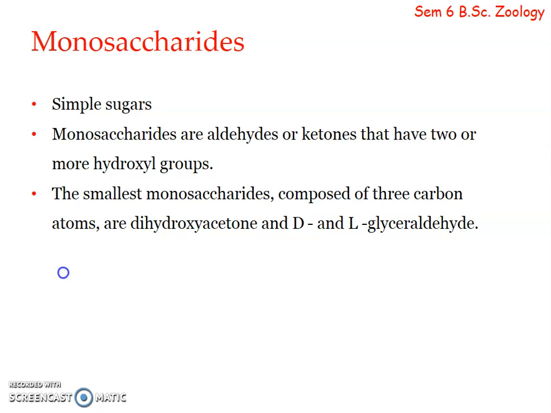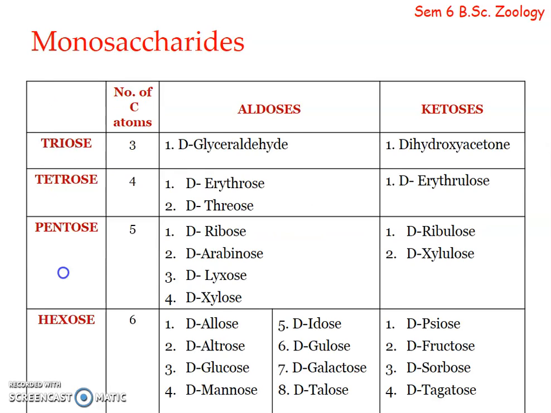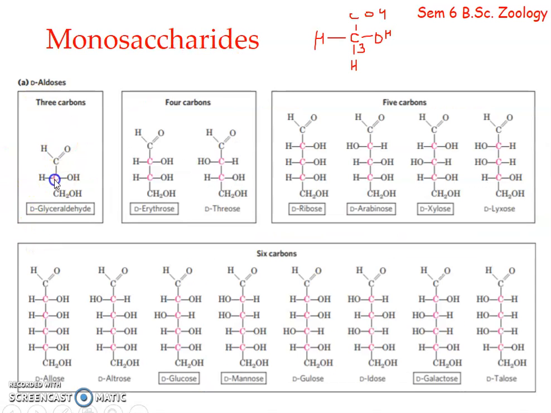Then the smallest monosaccharide is composed of three carbon atoms. So when we say CnH2nOn is the molecular formula of monosaccharides, n should be equal to or more than 3. That is why the smallest monosaccharide is composed of 3 carbon atoms. You can see over here, this is the simplest monosaccharide. It contains 2 hydroxyl groups. At least 2 hydroxyl groups have to be there on a monosaccharide. So there are 2, obviously.